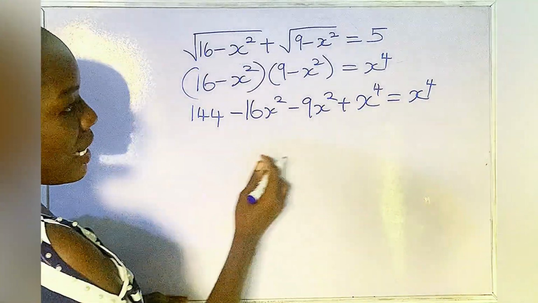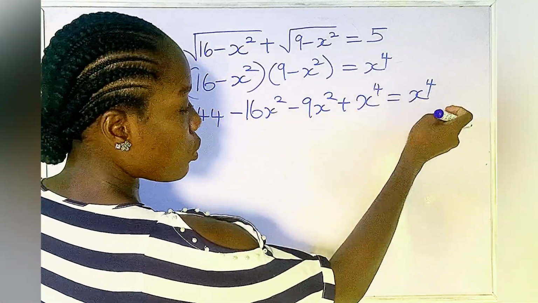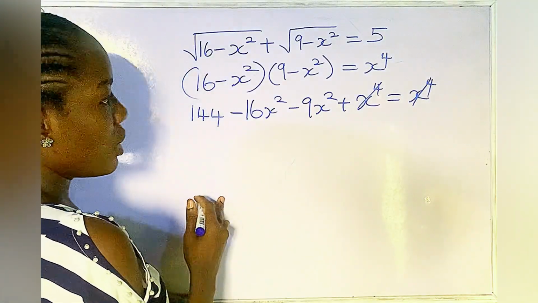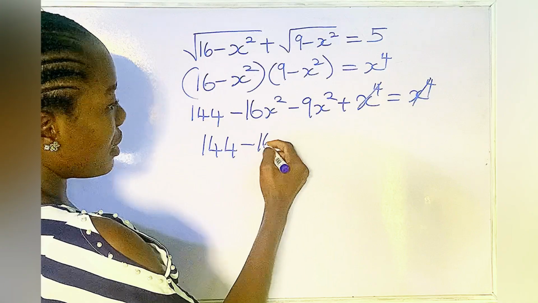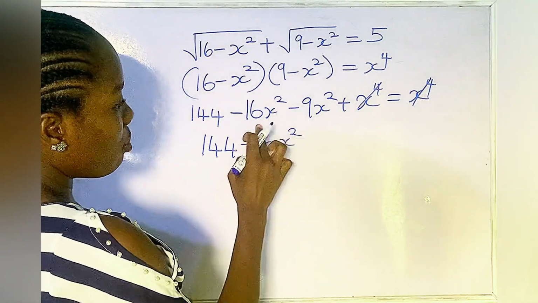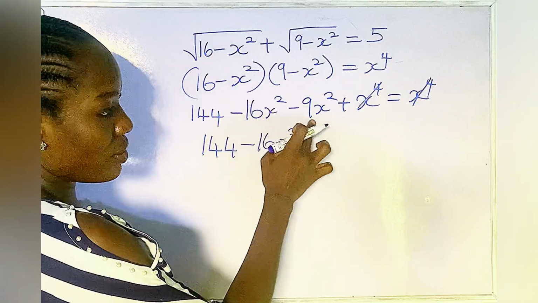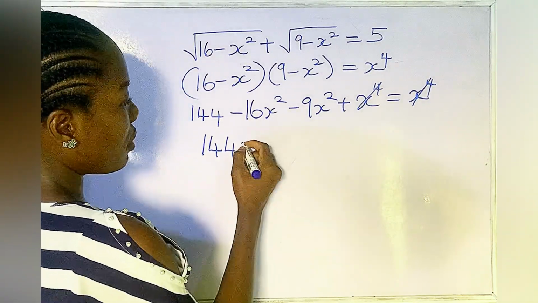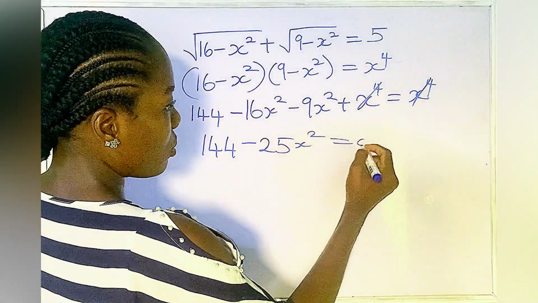Now, you can see that these two are similar, so when one moves over here it becomes negative, so they can cancel. Now we have 144 minus 16x squared minus 9x squared, which is going to give you minus 25x squared, and that is equal to 0.